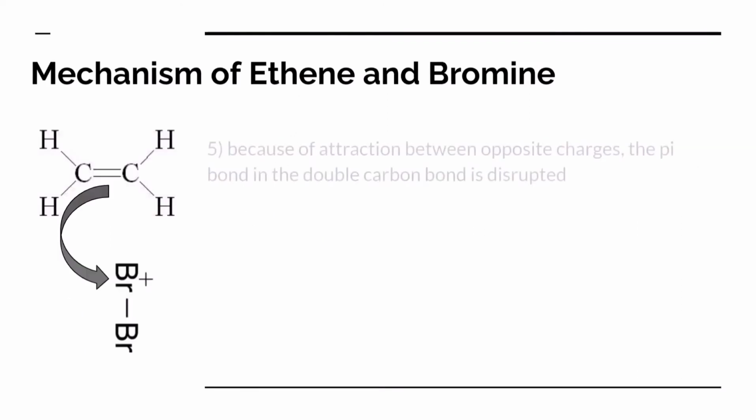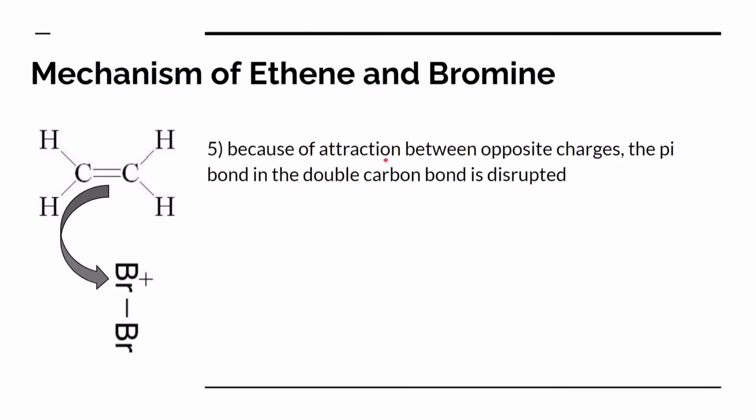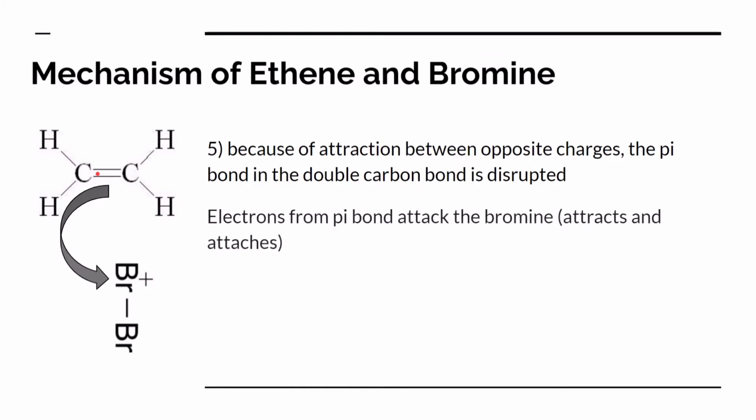And so next, because of this attraction between opposite charges of this negative double bond and the now positive bromine, the pi bond in this double carbon bond is disrupted because of this attraction. And so the electrons from this pi bond in the double carbon bond attack the bromine. And as I said before, when we show the movement or anything to do with electrons, we use this curved arrow.